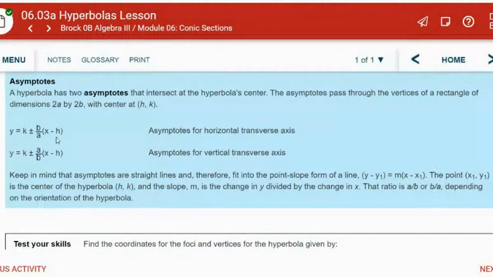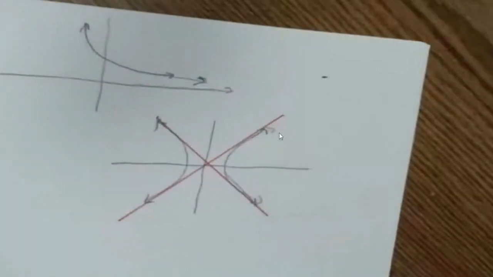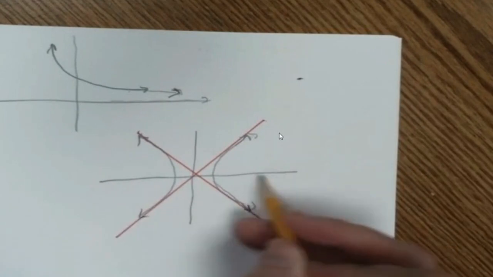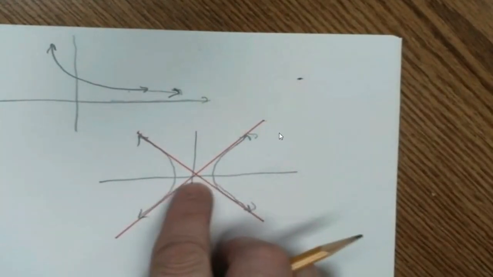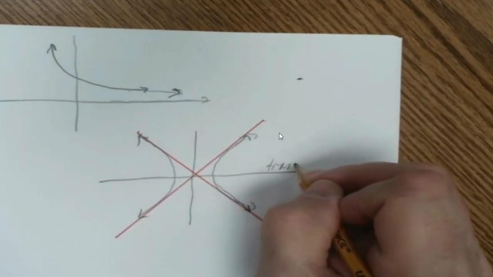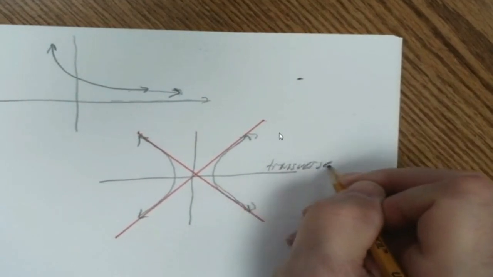So here's how to find that asymptote. If it's a horizontal transverse axis, and remember, the transverse axis is what we would call the axis of symmetry. With a hyperbola, we call that the transverse axis.